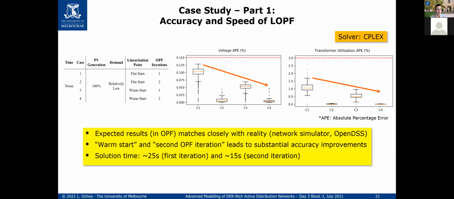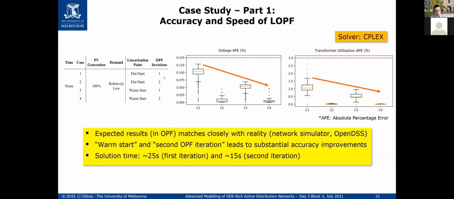And what we have here is different cases, 1, 2, 3, 4, where we have flat starts and warm starts. So flat start is the flat start that I was mentioning. Yes, that's not a warm start, it's a flat start. So voltage is equal to one per unit, and the angles of the voltage are 0, and other elements equal 0. Then flat start with second iteration, with 2 iterations.